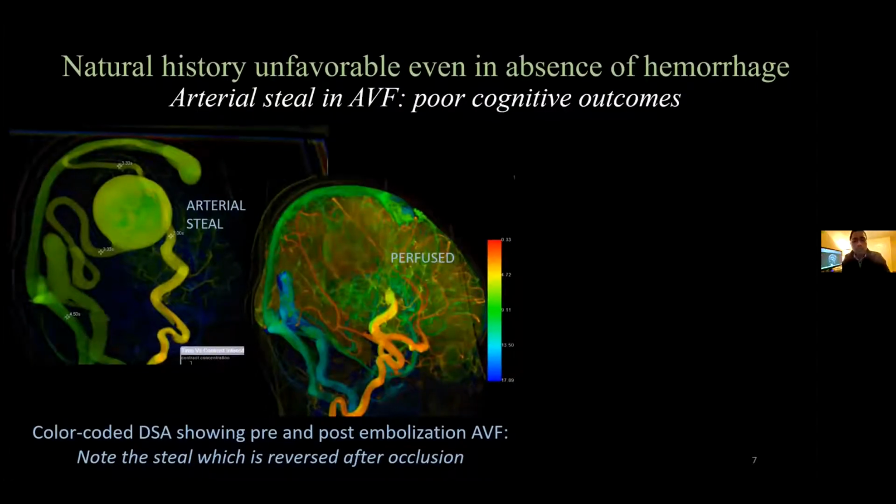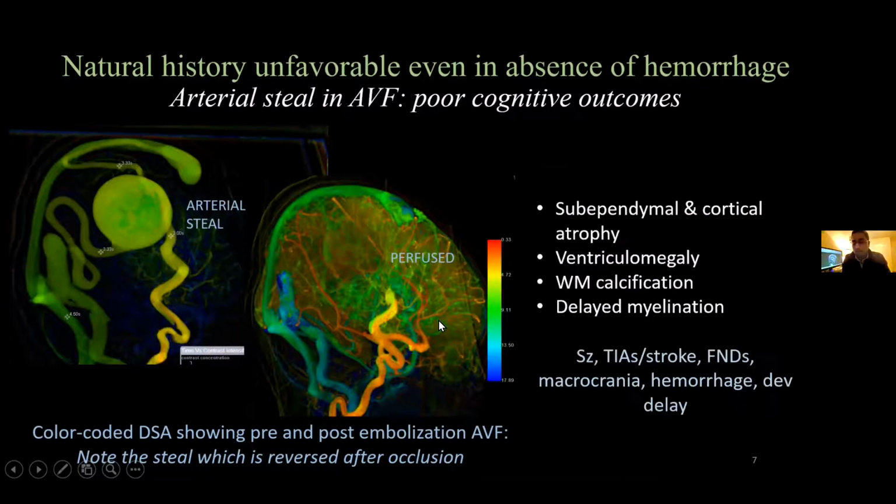So the natural history of these PL AV fistulae is poor, even if there is no hemorrhage. As you can see, this is the same child I showed you before, and you can see here the steal before and after we treat, how nicely the brain is perfused. So this is a color-coded DSA map showing before and after the embolization, and you can see how much steal is happening in the brain.